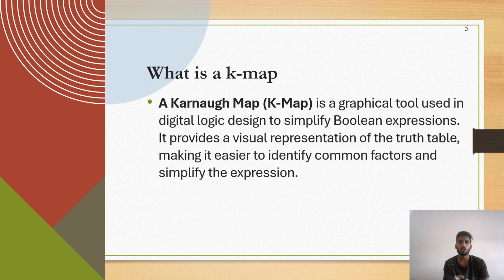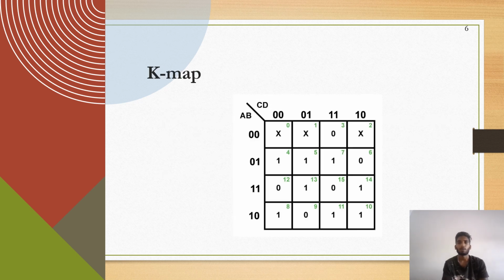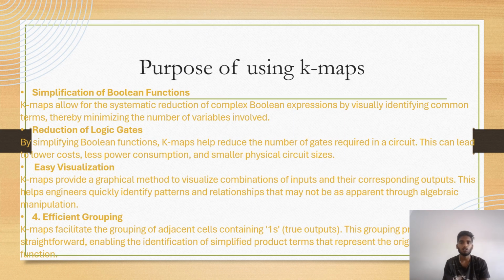What is a K-map? A Karnaugh map is a graphical tool used in digital logic design to simplify Boolean expressions. It provides a visual representation of the truth table, making it easier to identify common factors and simplify the expression. In this K-map, you can see the rows and columns, and the numbers. It's a 4 into 4 K-map. Purpose of using K-maps: simplification of Boolean functions.